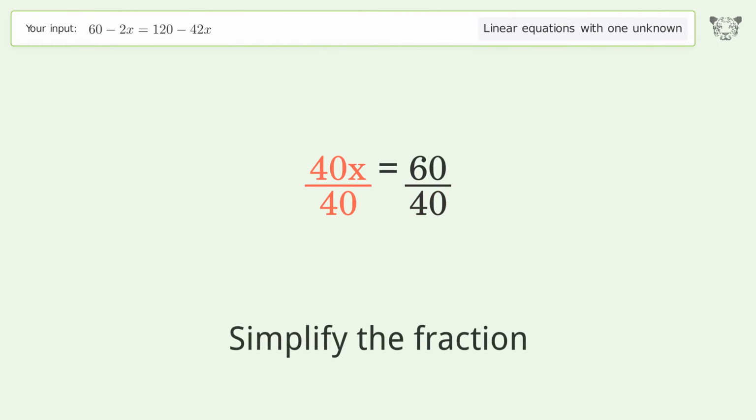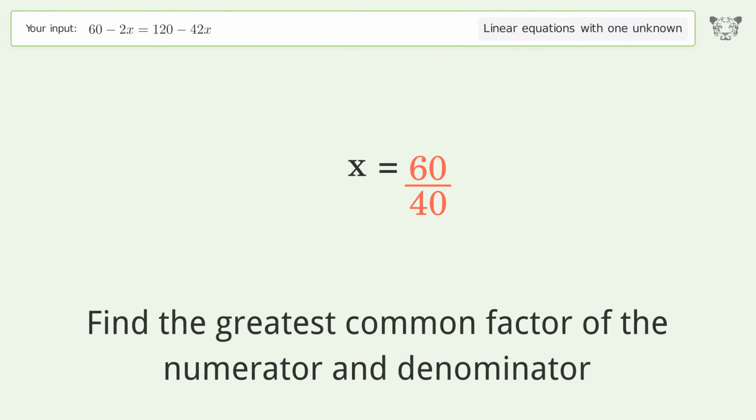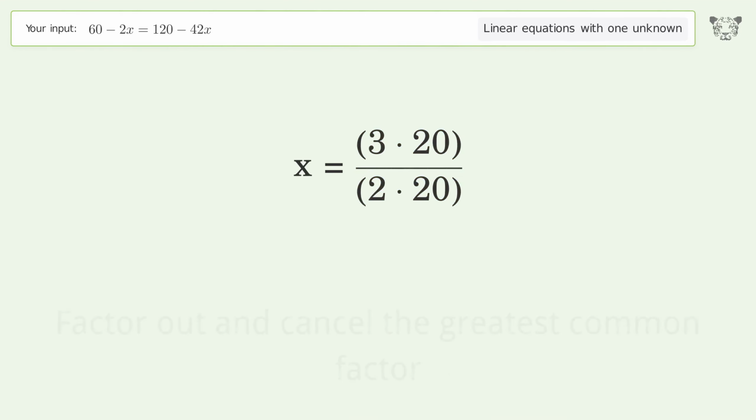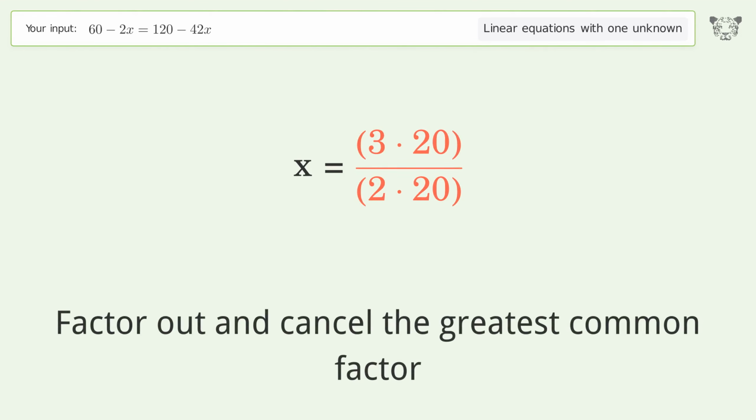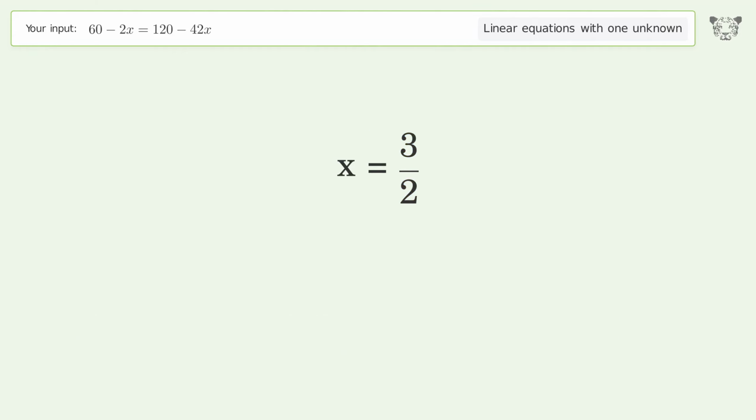Simplify the fraction. Find the greatest common factor of the numerator and denominator. Factor out and cancel the greatest common factor. And so the final result is x equals 3 over 2.